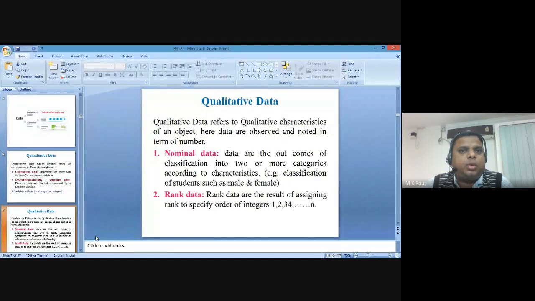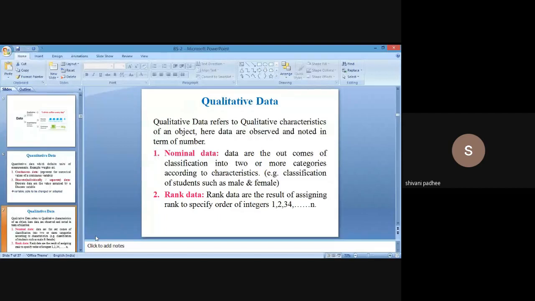Suppose I assign you to count the number of benches or chairs in the particular classroom. That means you have to observe. In this regard, you can categorize how many tables are there, how many chairs are there.